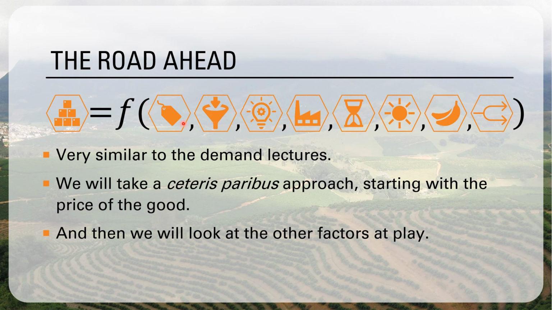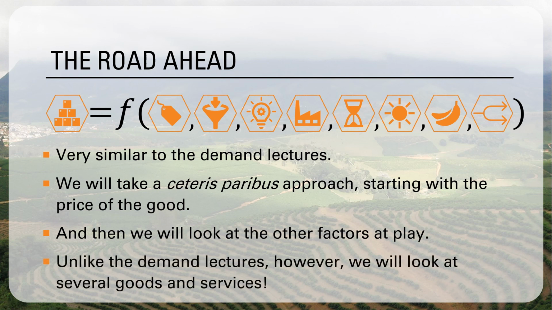That will lead us to the law of supply, and then after we have constructed our supply curve, we'll see what happens to the supply curve when we change the other things that can influence supply. So again, very similar to the demand lectures, aside from the fact that we'll be using different case studies and examples, this is very similar to the demand function, except we'll just look at how things relate to each other. So unlike the demand lectures, we will be looking at several goods and services and not just one.